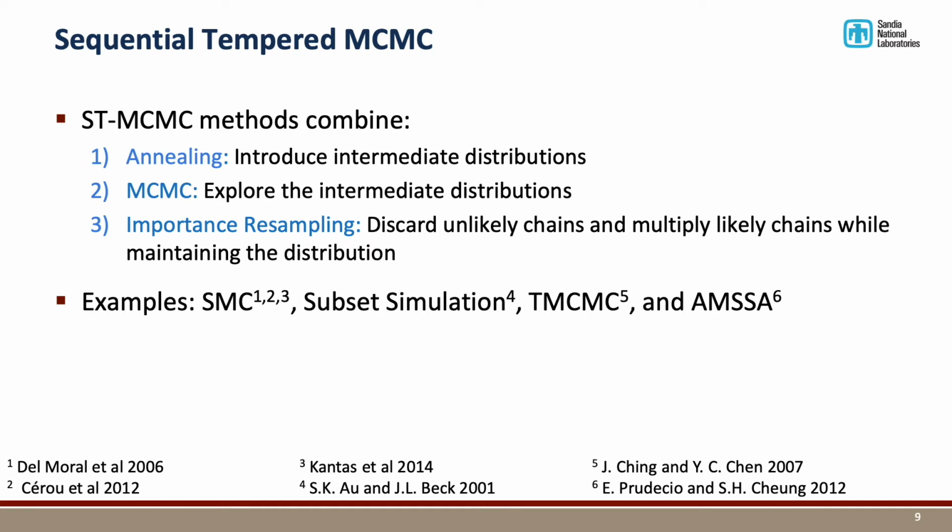ST-MCMC combines three basic steps. First is annealing, which introduces a series of intermediate distributions as we break the problem up, moving from the prior to the posterior. Secondly is MCMC, which is how the population of parallel chains explores each of the intermediate distributions. And finally is importance resampling, which is how we transform from one intermediate distribution to the next distribution. ST-MCMC is a form of sequential Monte Carlo, and there are a number of other algorithms that fit within this class.